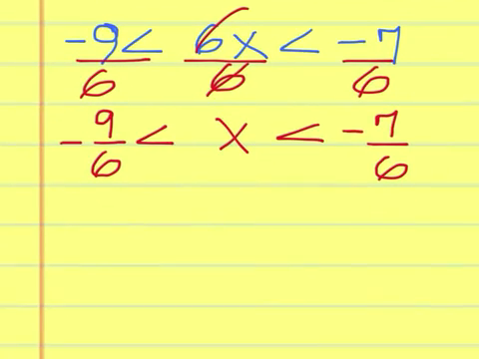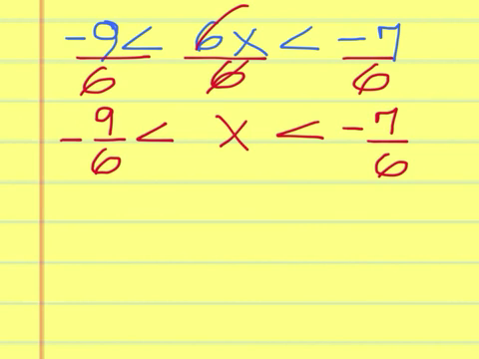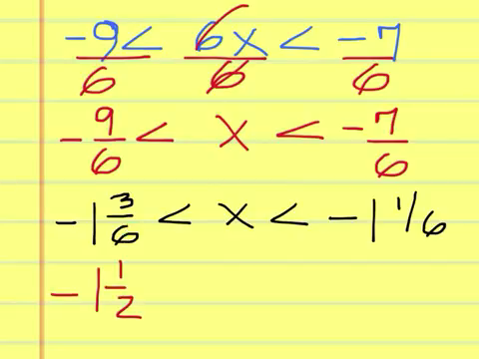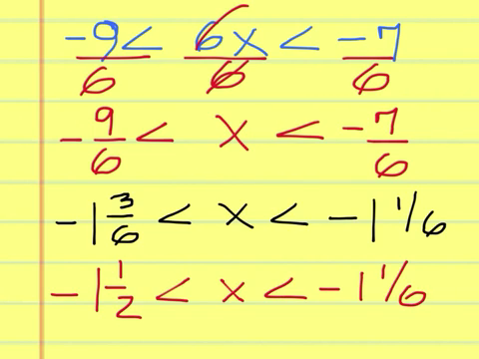But you have to clean this up a little bit. Express negative 9/6 as a mixed number. So that would be a negative 1 3/6. And then over here we have a negative 1 1/6. But this can still be cleaned up some more. That is a negative 1 1/2. And then over here on this side it would just stay the same.